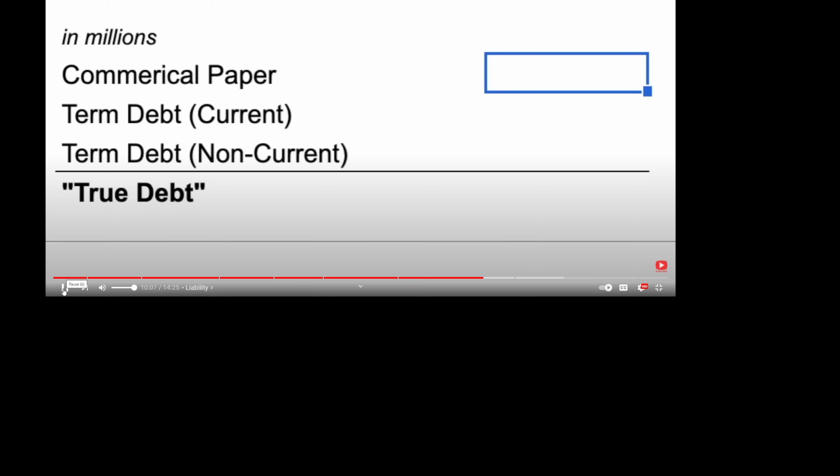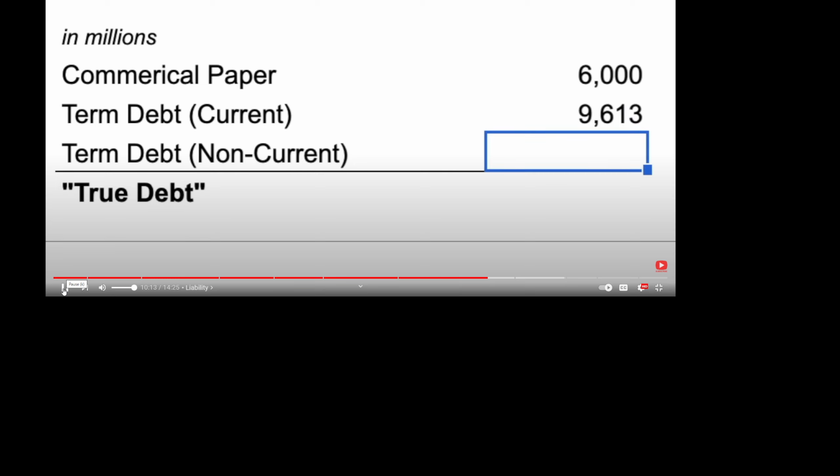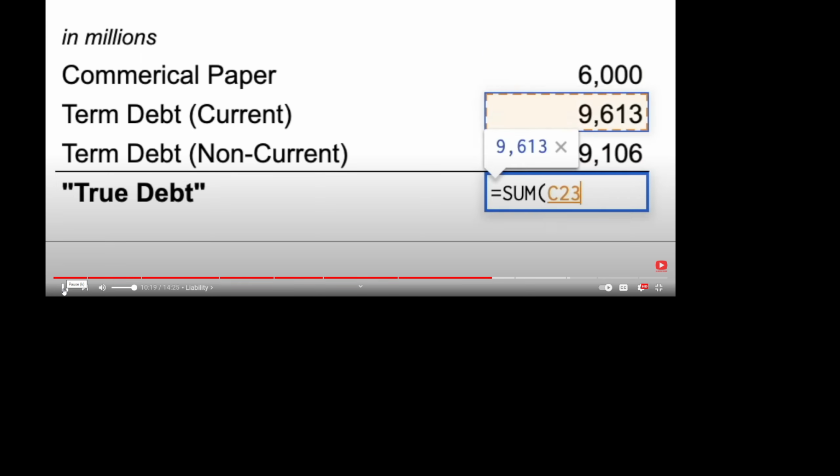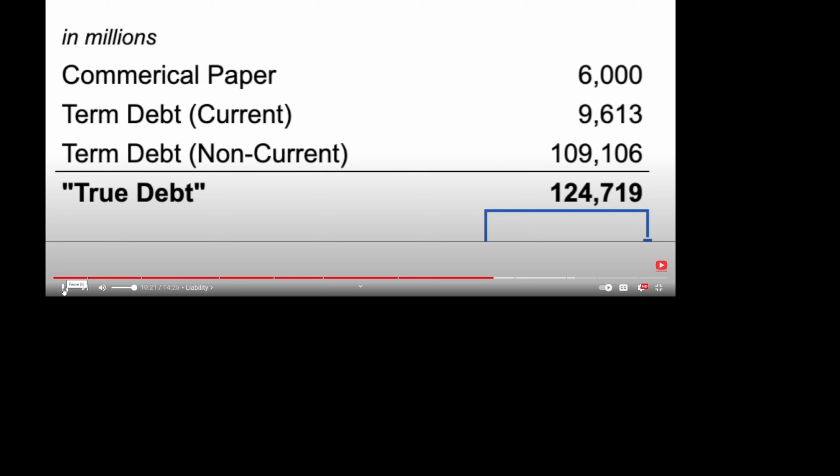these 3 lines together. Adding together the $6,000 of commercial paper, the $9,613 current portion of debt, and the $109,106 non-current portion of debt, we see that Apple's true debt is $124,719. However, I want to take this analysis one step further.